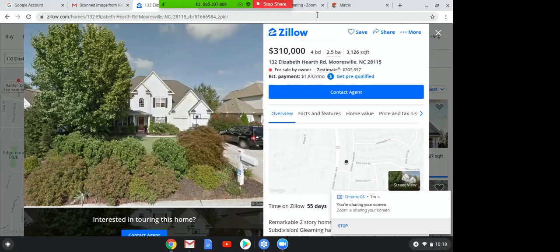Well, I can come by tomorrow, which is Wednesday at 2 p.m. Does that time work for you? And I'll be fully prepared. Well, they might ask you questions. And my goal, again, is to make an appointment. So let's say I made an appointment for this home tomorrow at 2 p.m., 132 Elizabeth Hearth Road in Mooresville. They're asking $310. All right?